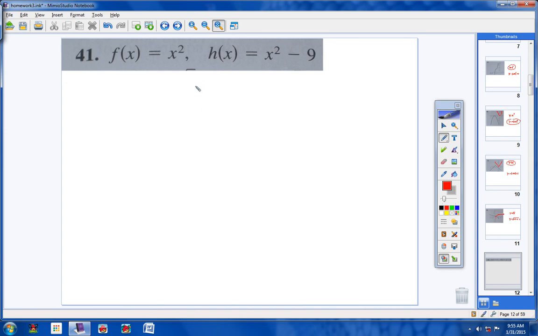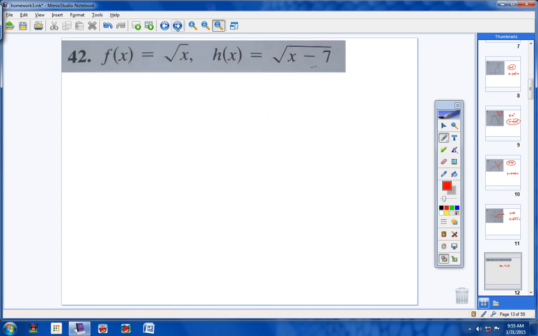I just want you to tell me what happened, okay? So we have x squared minus 9. Now, if that negative 9 was added directly to the x, it would have looked like this. And that's not what it looks like. This is a vertical shift, and it's going down 9. So just put down 9 units. That's all you got to put.